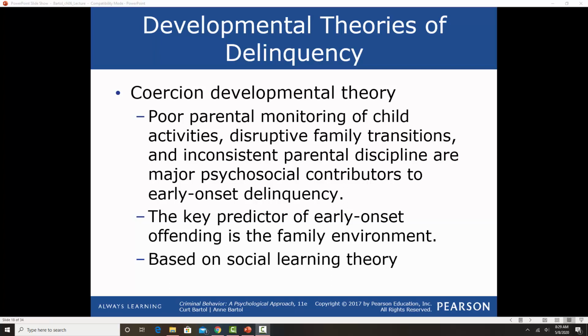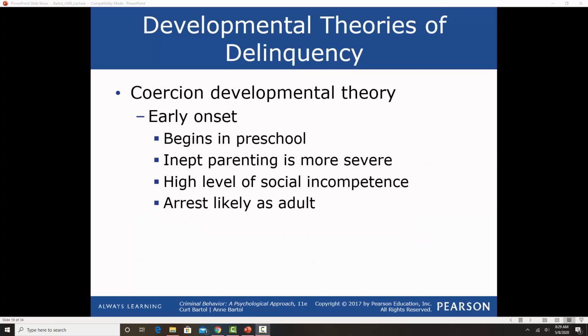And with early onset, we tend to see life course persistent. A key predictor of early onset delinquency is a home environment where a child learns to use coercive behaviors like whining, temper tantrums, and lying, according to Gerald Patterson. It's based on the principle of social learning theory, where behavioral patterns are learned and maintained by social interactions with parents and siblings. He also has two developmental trajectories with this particular theory.